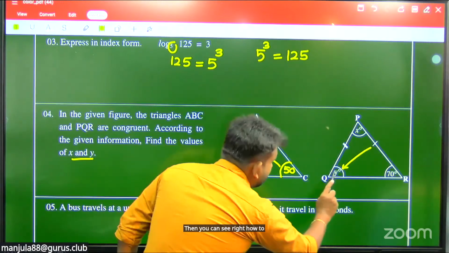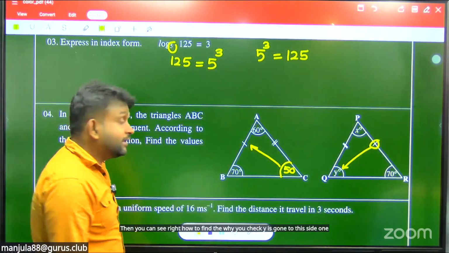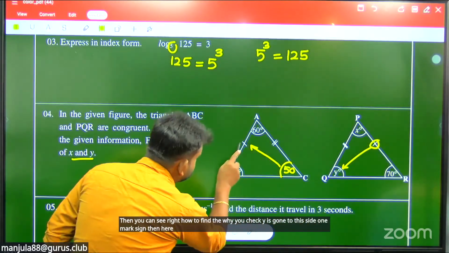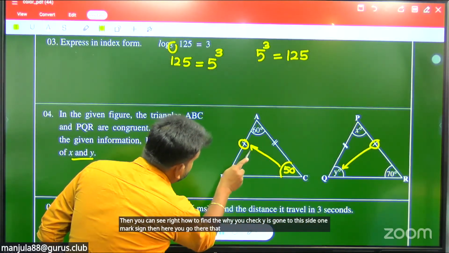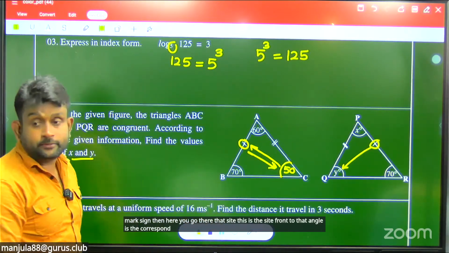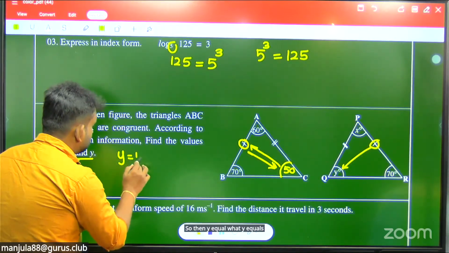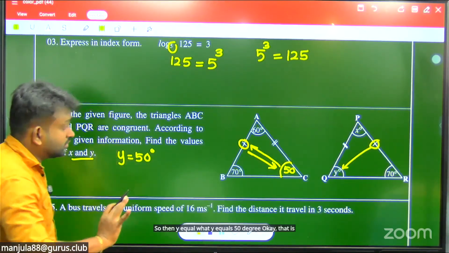You check y is front to this side, one mark sign. Then here you go there, that side. This is the side front to that angle, which is the corresponding to the y. So then y equals what? y equals 50 degrees. Okay, that is how you identify the correspondency.